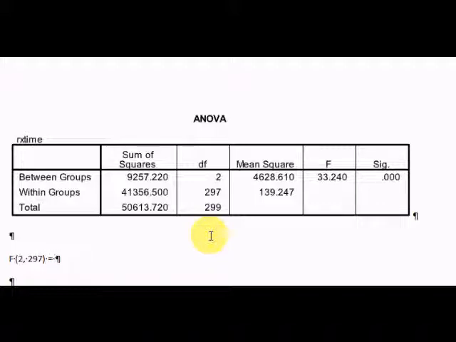So we say equals, what does F equal? 33.24. p is less than, well, it's significant, so it's less than 0.05.